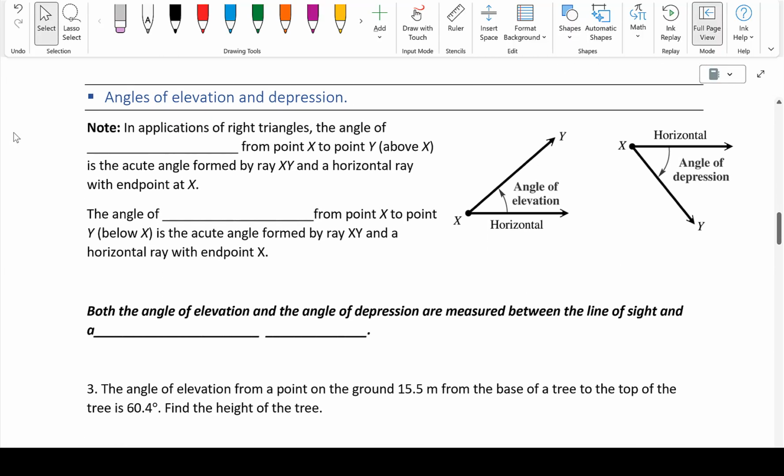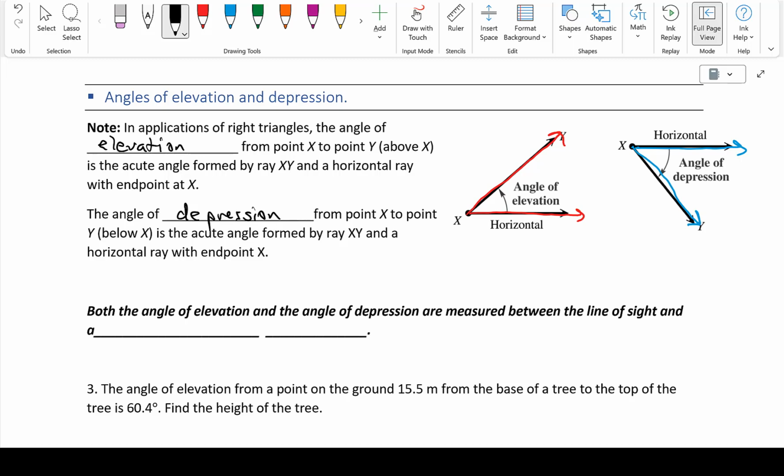All right, moving on to angles of elevation and depression. Note, in applications of right triangles, the angle of elevation from point X to point Y above X is the acute angle formed by ray XY and a horizontal ray with endpoint X. The angle of depression from point X to point Y below X is the acute angle formed by ray XY and a horizontal ray with endpoint X.